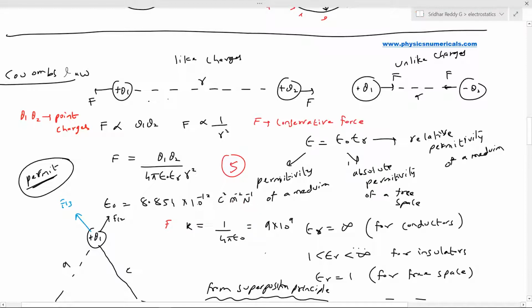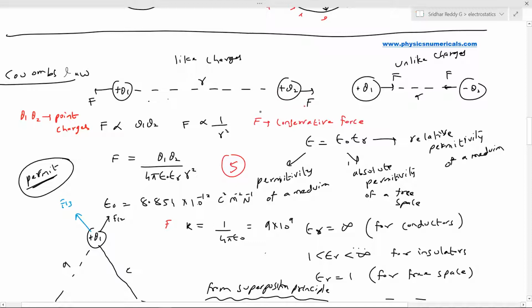Okay, the units, everything. So like this, Coulomb formulated it. The force of interaction is directly proportional to the product of charges. The force of interaction is inversely proportional to the square of the distance between them. And this force F will act along the line joining the point charges. What is this dotted line? It is the line joining the point charges. Along the line joining the point charges, this force of interaction will act.